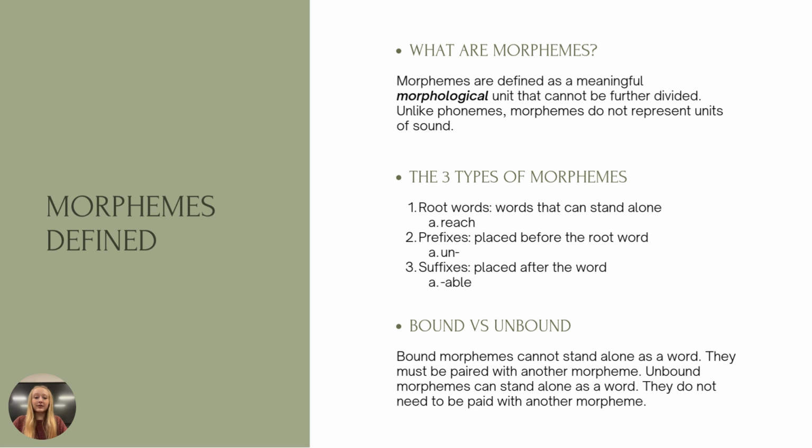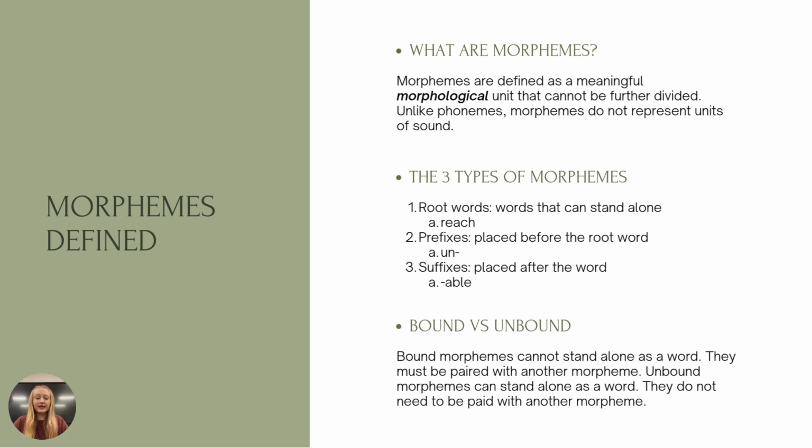There are bound versus unbound morphemes. Bound morphemes cannot stand alone as a word. They must be paired with another morpheme. An example is un, meaning not. Un is not a word on its own. It must be paired with another morpheme, like unreachable, in order to make sense.